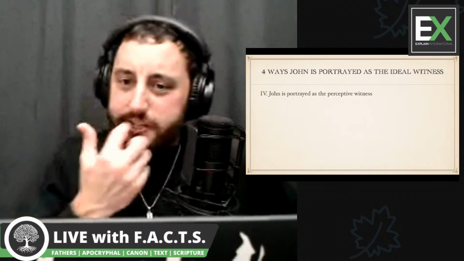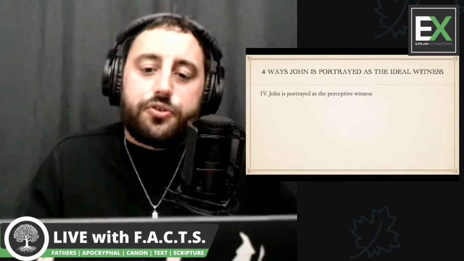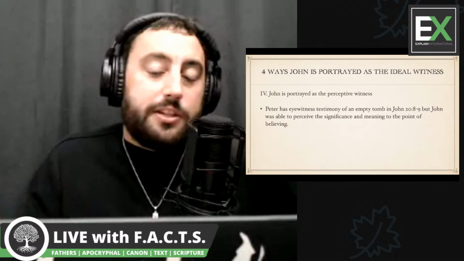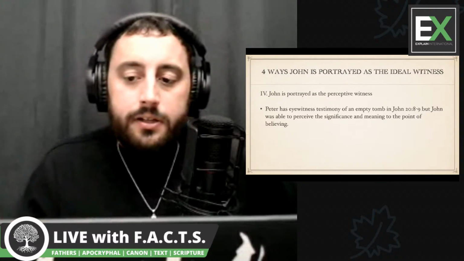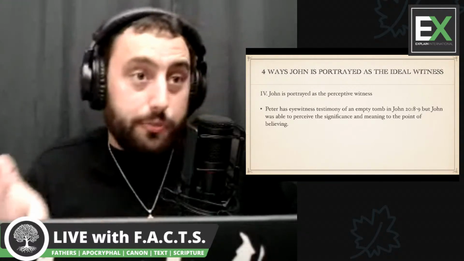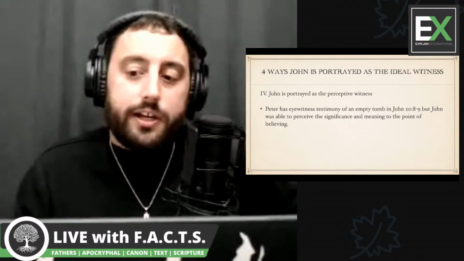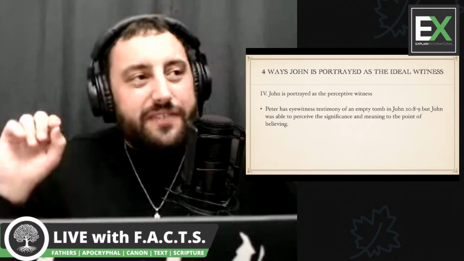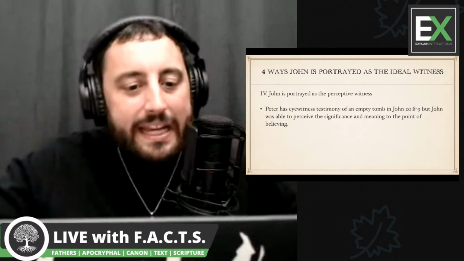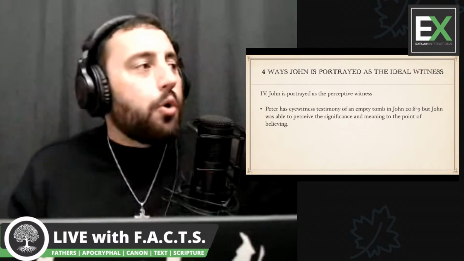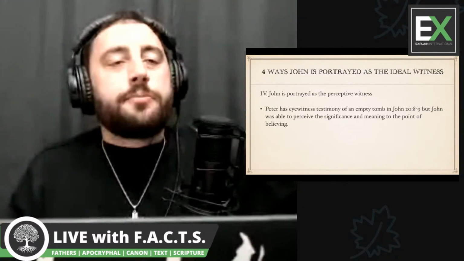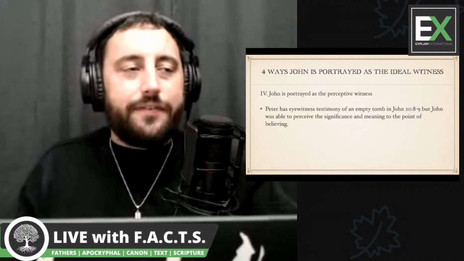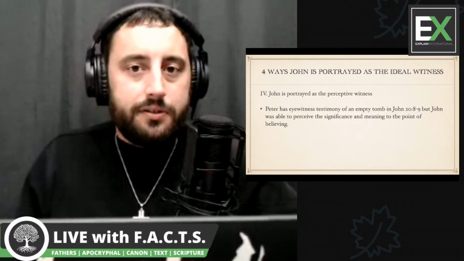The fourth way John is portrayed as an ideal witness is he's portrayed as the perceptive witness. Peter has eyewitness testimony of an empty tomb, just as John does. And John even has no problem telling you Peter was there. He saw the empty tomb, like in John 20, 8 through 9. But John was able to perceive the significance and meaning of the point more so than Peter because he was able to come to believe it. He was the first one to believe it of the male disciples.